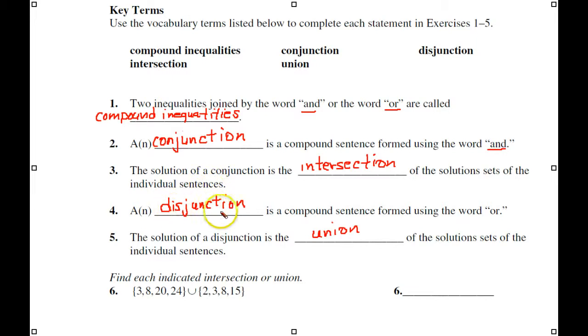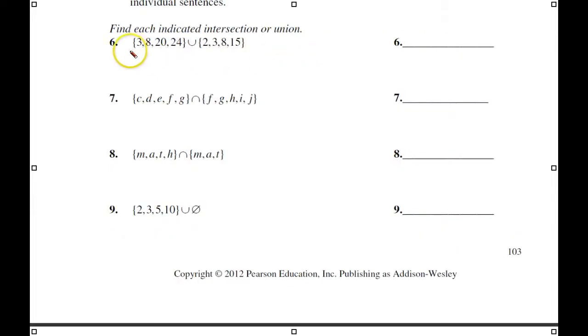Now a disjunction is a compound sentence formed using the word or, and again, it's associated with, as you see here, union of the set of individual sentences. So these two words have great meaning in mathematics. And, remember, and is an intersection, and or is the union. And now we'll have some practical examples. And we'll talk over these before we actually do them.